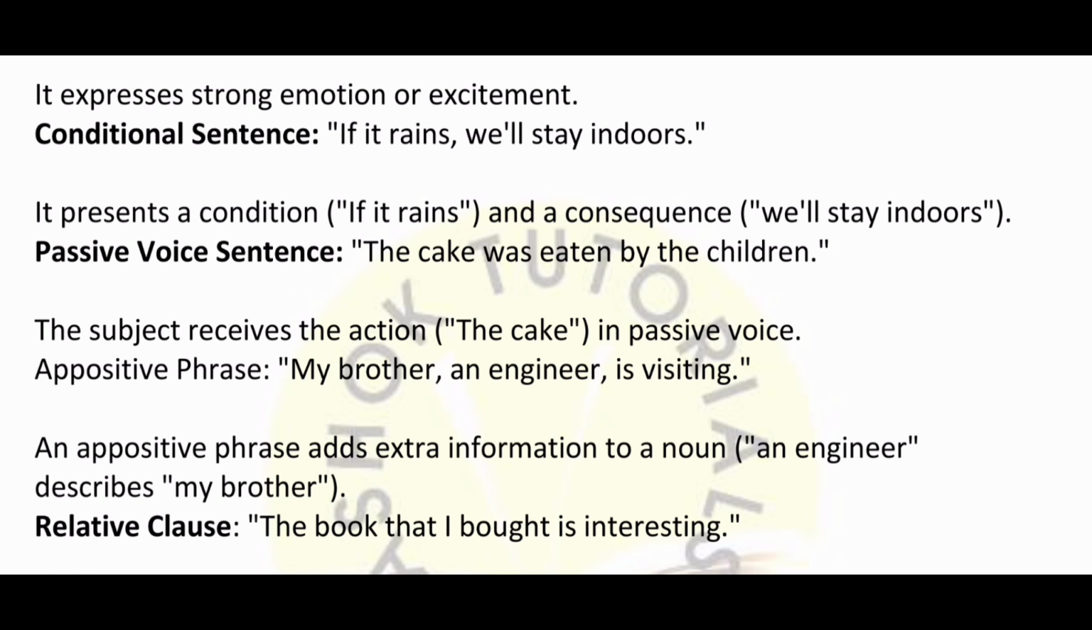Now, all right, conditional sentence. If it rains, we'll stay indoors. If it represents a condition, if it rains, and the consequence is we'll stay. So conditional sentence means it is according to the condition. Suppose I say, if I'm fine tomorrow, if I'm not ill tomorrow, then I will go to school. So this is a condition. According to the condition, you will react.